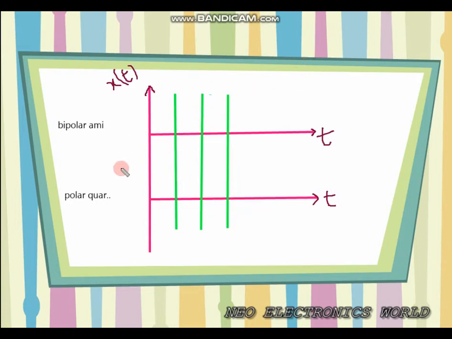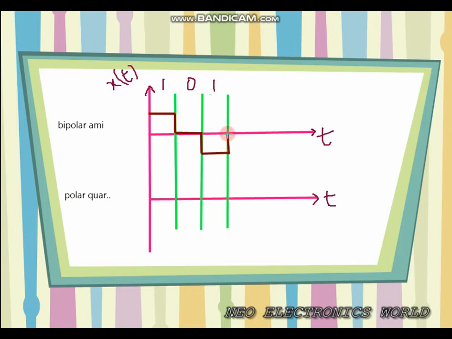Now let's see bipolar AMI and polar quaternary signal. We can take the previous example 1 0 1. What about bipolar AMI? For bipolar AMI, there will be amplitude positive A for denoting 1, and for denoting 0 we will use 0. Again 0. And if a 1 comes again, we will use negative 1.